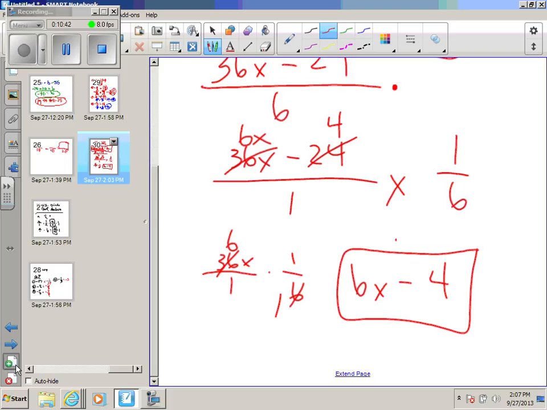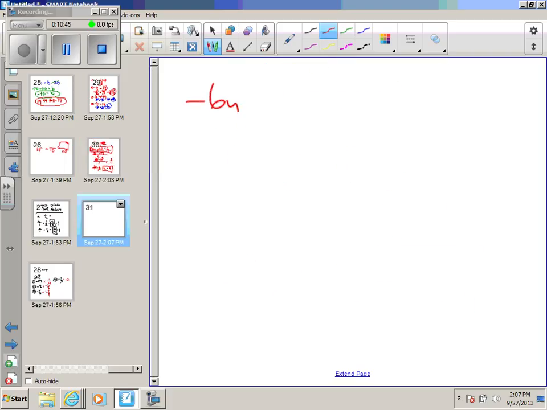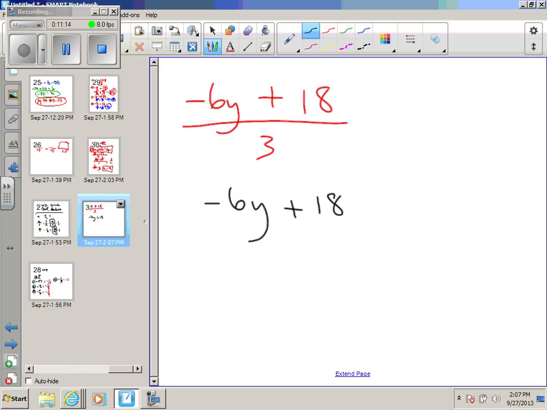Let's look at another one together. Negative 6y plus 18 all over a 3. So again, instead of dividing by 3, I'd like to multiply this negative 6y plus 18 by its reciprocal, which would be 1/3.